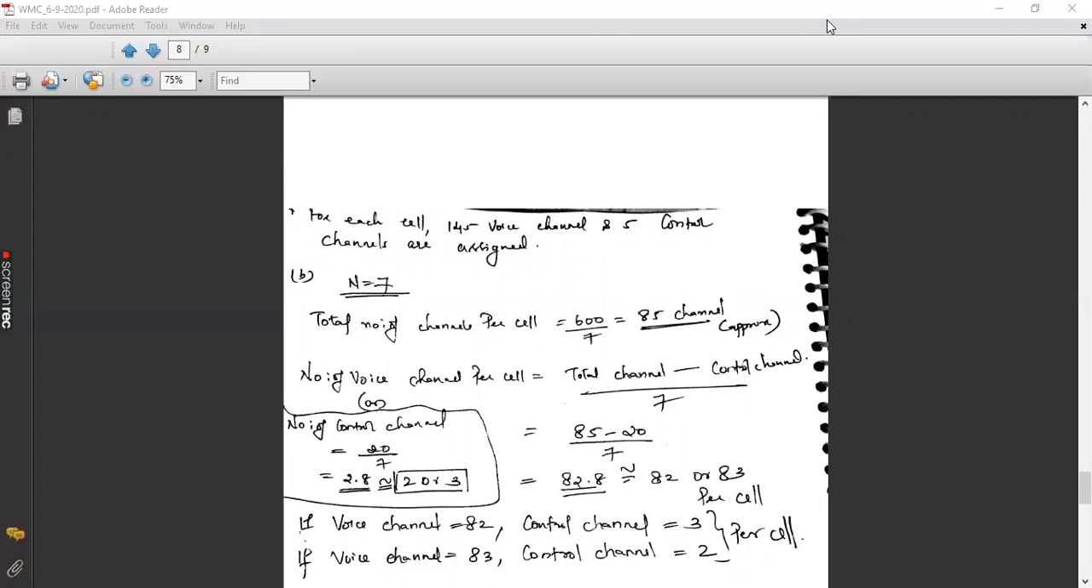See, first we will calculate the number of channels. This will be easier for you. Rather than calculating the voice channels, first we will calculate the number of control channels. Also, you can go for the voice channel initially, but the best option will be calculating the number of control channels initially. You know that at least 20 control channels should be there, as per the design requirements in the question.